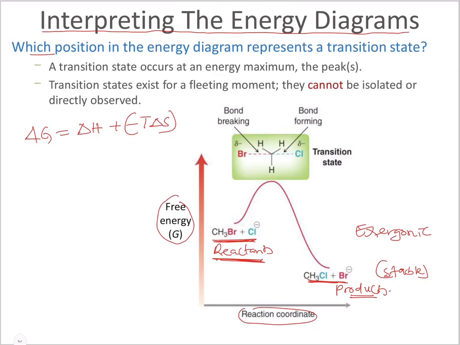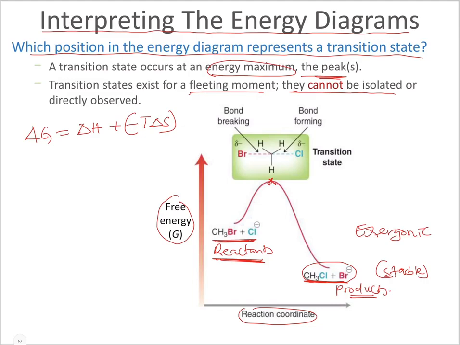Like in this case, which position in the energy diagram represents a transition state? A transition state always occurs at the peak, that is at the energy maximum, at this point here. The transition state usually only exists for a fleeting moment. We can neither isolate nor observe them, but we can predict the structure based on an understanding of how it's going to generate the product.